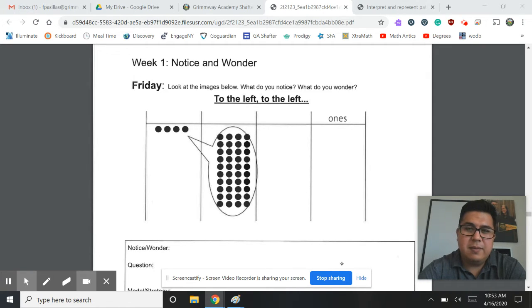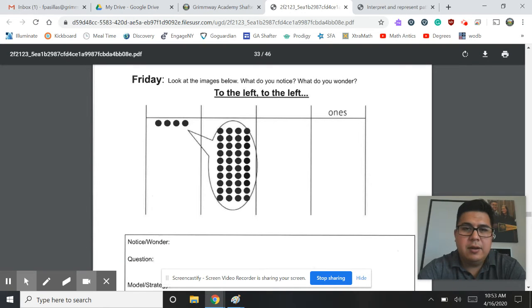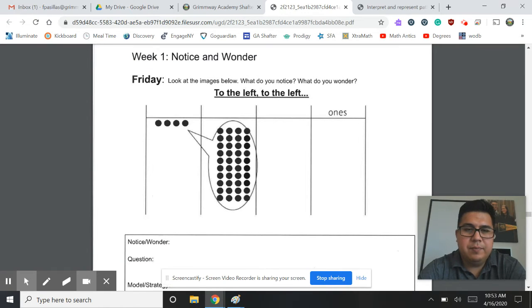And that's making me wonder, why are they moving those over to the next spot right here? And now there's four of them there. So write what you notice and write what you wonder, and then create a question from that. What are you wondering? What's your question? And then create a model, or you can use this model that's on here to create a strategy to figure out and answer your question. So that's your notice and wonder.